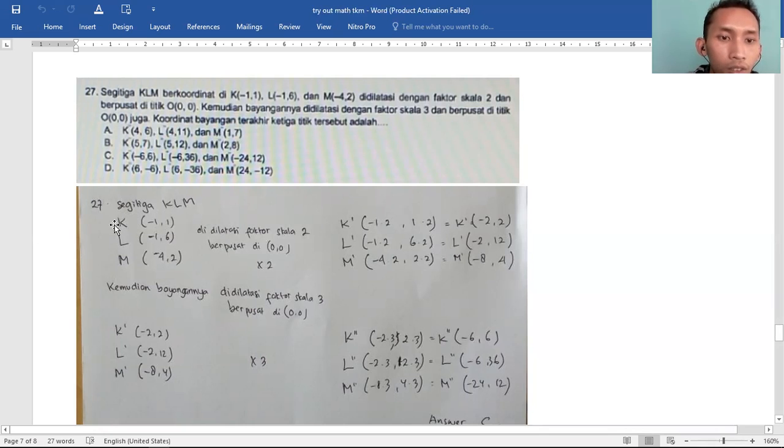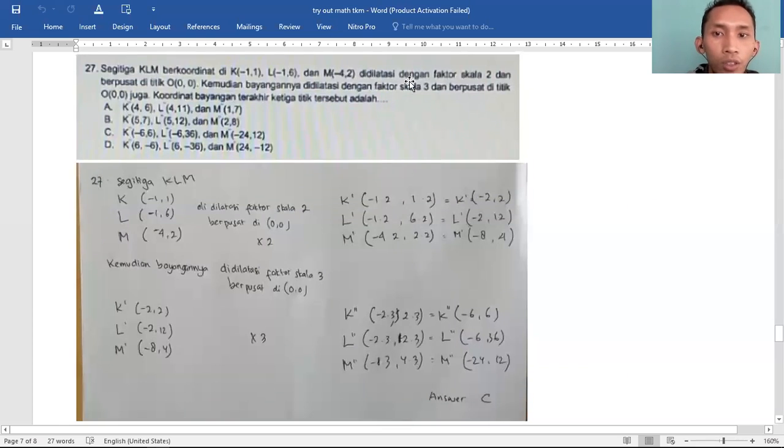So from X, from K, -1 will be -1 times 2. 1 becomes 1 times 2. -1 times 2, 6 times 2. -4 times 2 and 2 times 2. That's how to work on dilatasi, expanding. Jadi kayak ini kalau dikalikan 2 jadi apa? So the coordinate is like this. -1 times 2 is -2 and 2. -2 and 12 from this one. -8 and 4. This is for until this part.